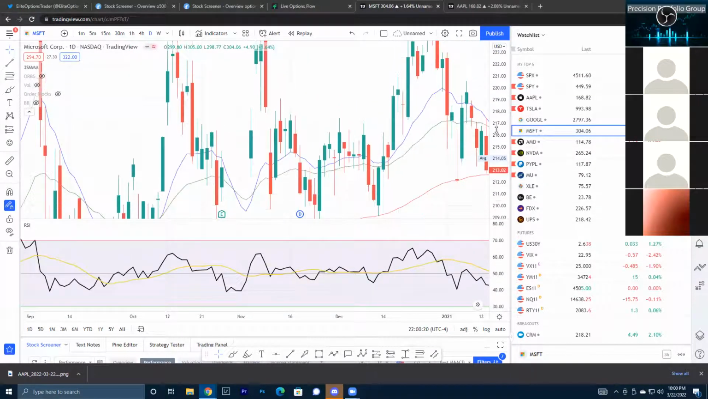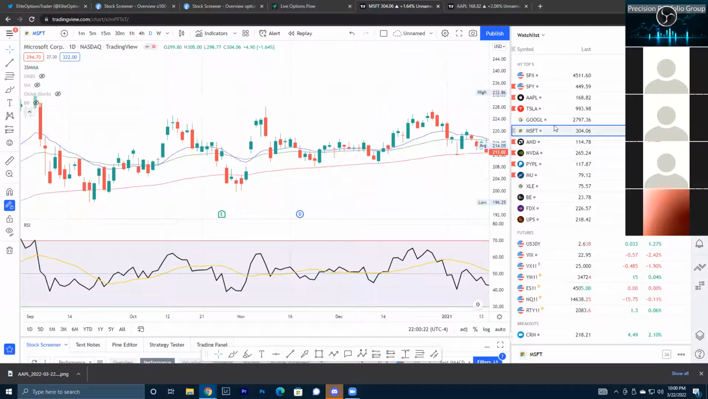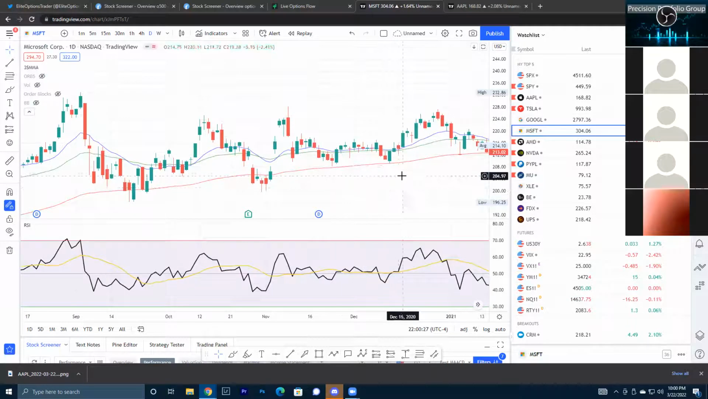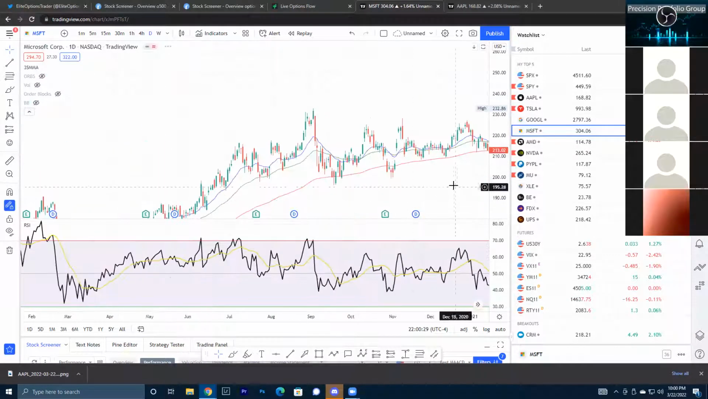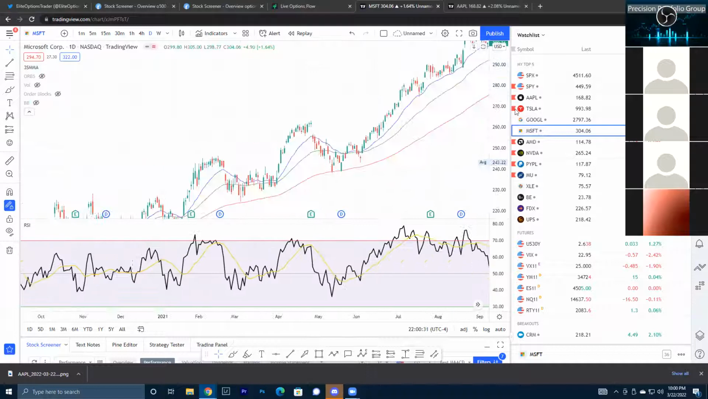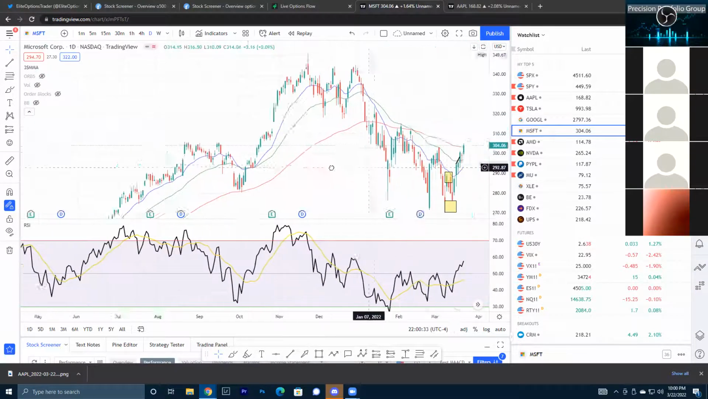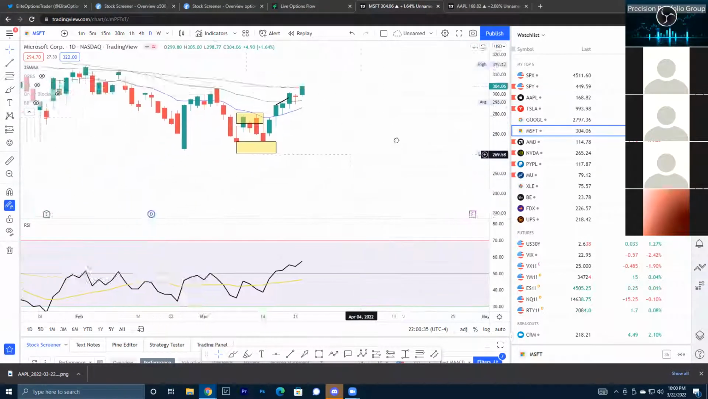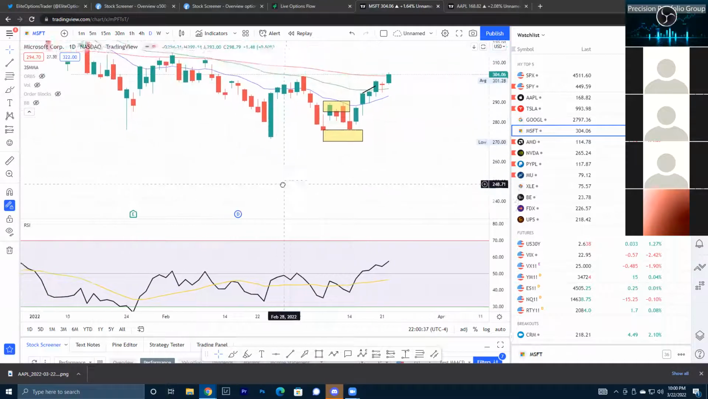SPY has crazy levels because, of course, it's an ETF and it follows the Googles and the Apples and the Teslas and so forth. So I can tell you right now for SPY on the daily, let's go to where it's at right now. As you can see, I charted SPY already earlier today.